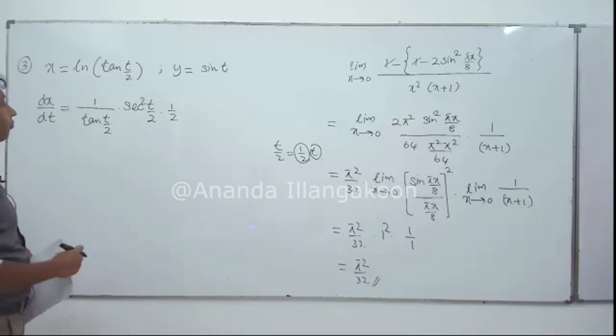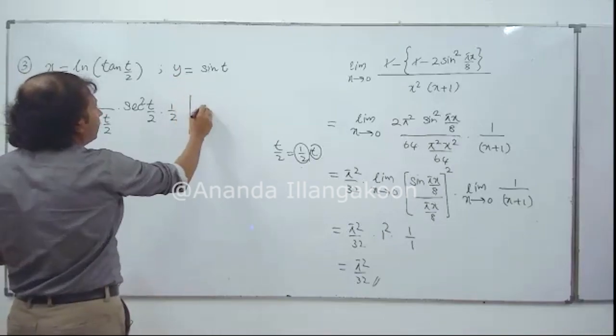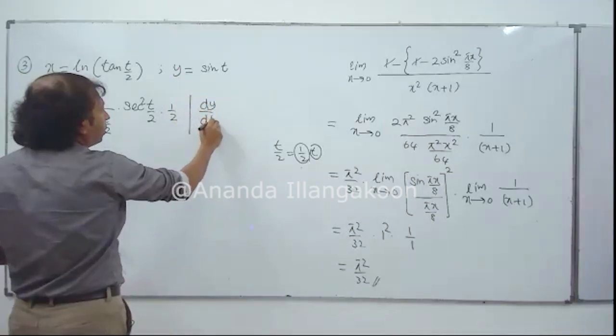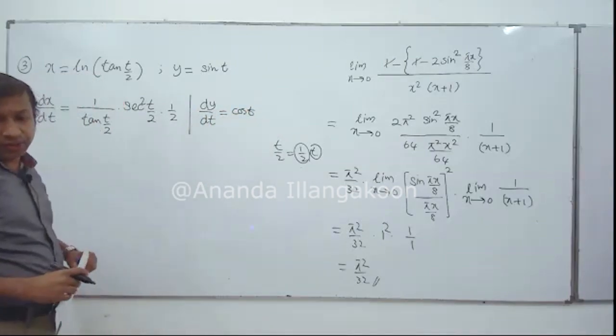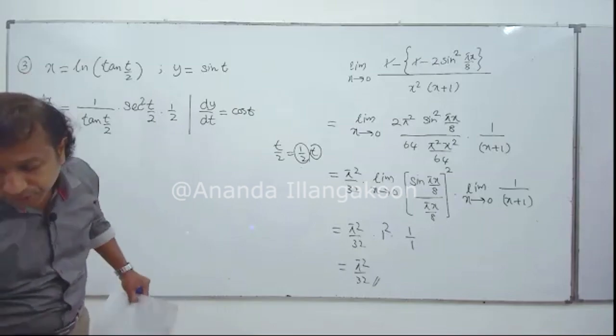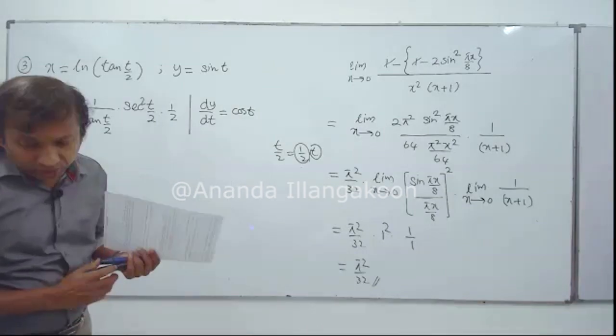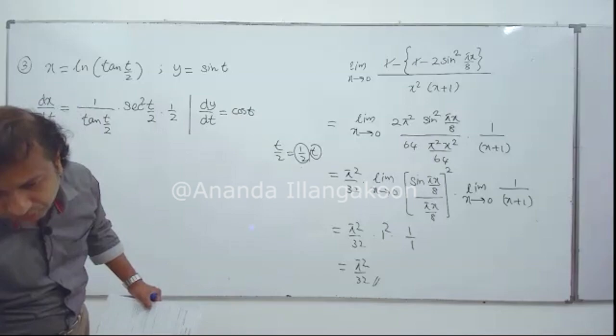That's what we get. Secondly, here dy by dt is cos t. Now we are asked to find dy by dx, no? You have to find dy by dx. Right, now you have to apply the chain rule.